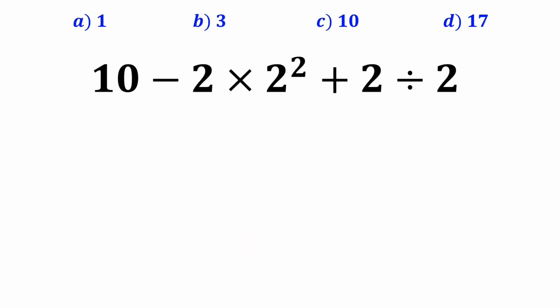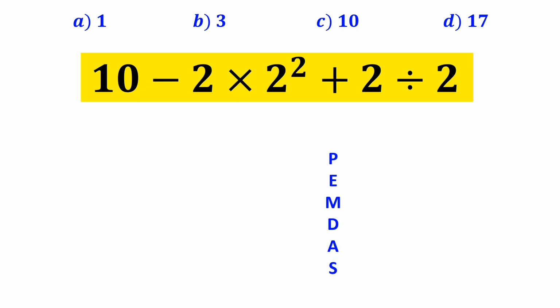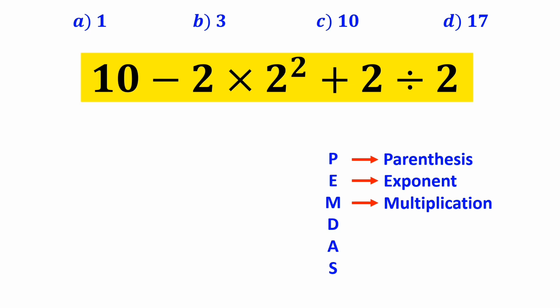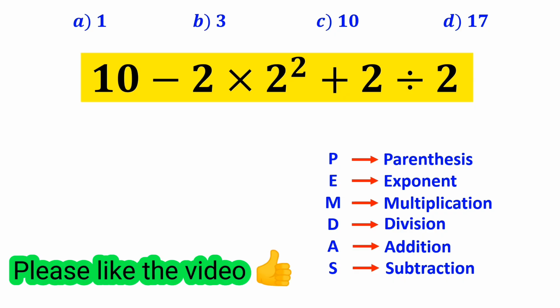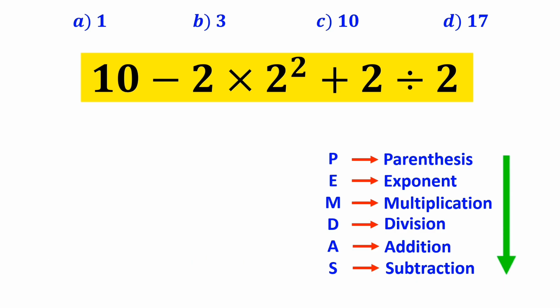Now let me show you how to solve this expression correctly. To solve this question, we need to follow the PEMDAS rule. In this rule, P stands for parenthesis, E stands for exponent, M stands for multiplication, D stands for division, A stands for addition, and S stands for subtraction. We have to follow the order of operations I told you, step by step from top to bottom.